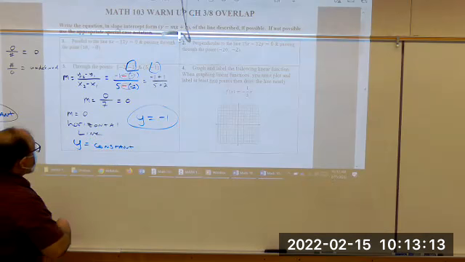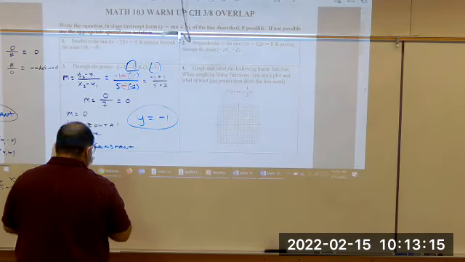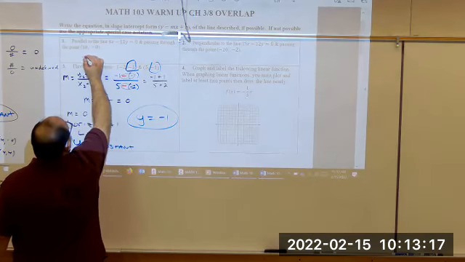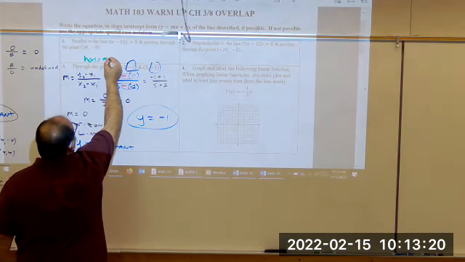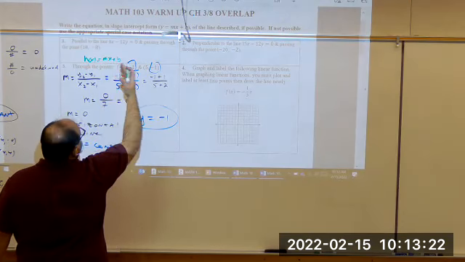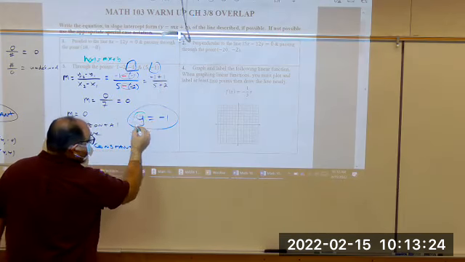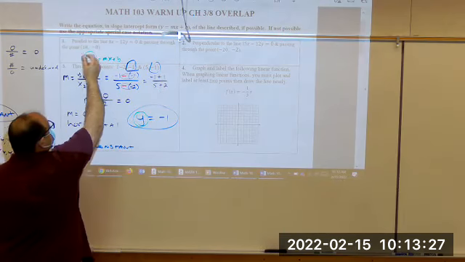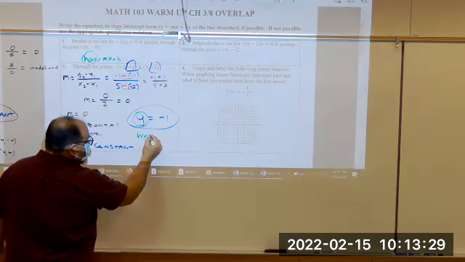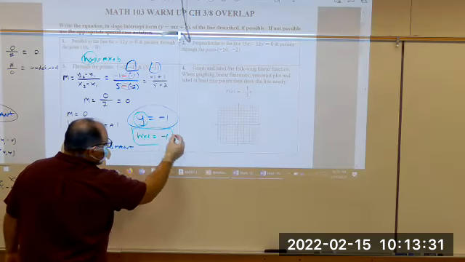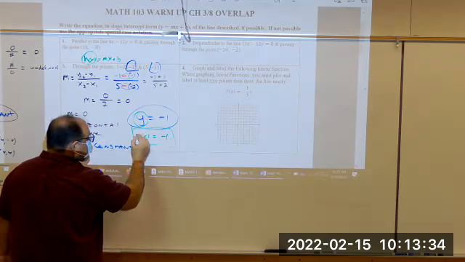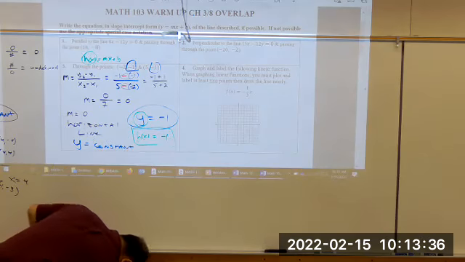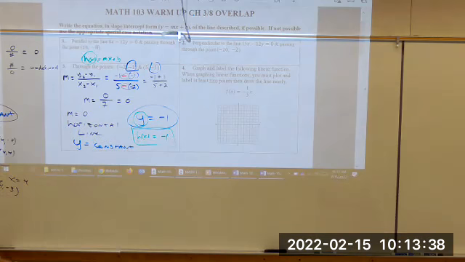If this question said, write the equation using function notation, we want h of x equals mx plus b as your final answer, well, you would replace y with h of x instead. So this would now be h of x is -1. Whatever the direction, whatever function name they want you to use, that's what you use.